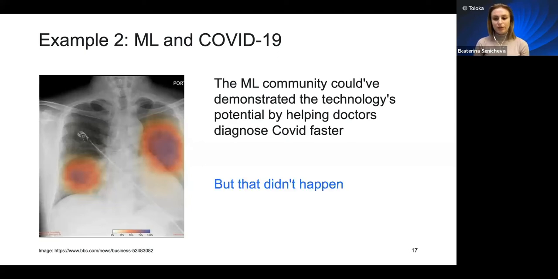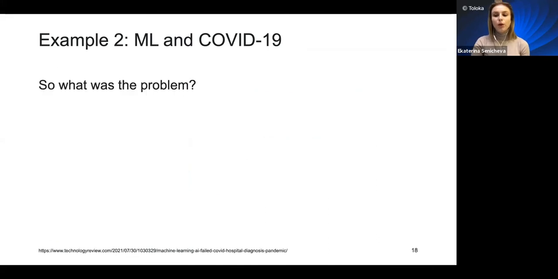And that didn't happen. The machine learning community did not stay away and started working on instruments to help doctors. And although there had already been a great deal of data collected from China, where the pandemic started 4 months earlier, it didn't help much. So what was the problem?